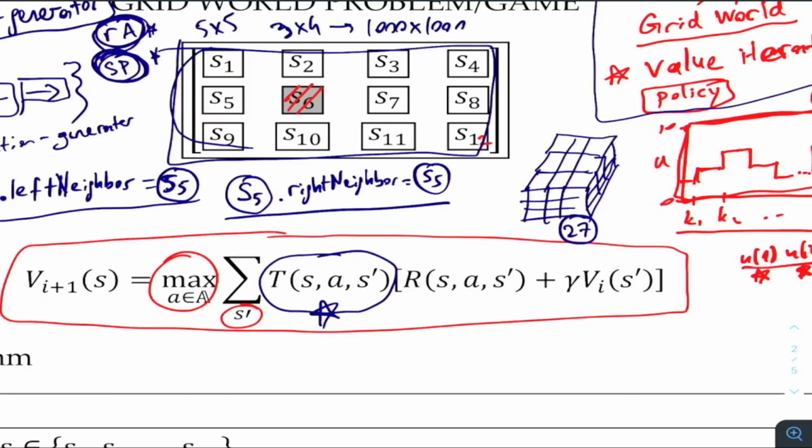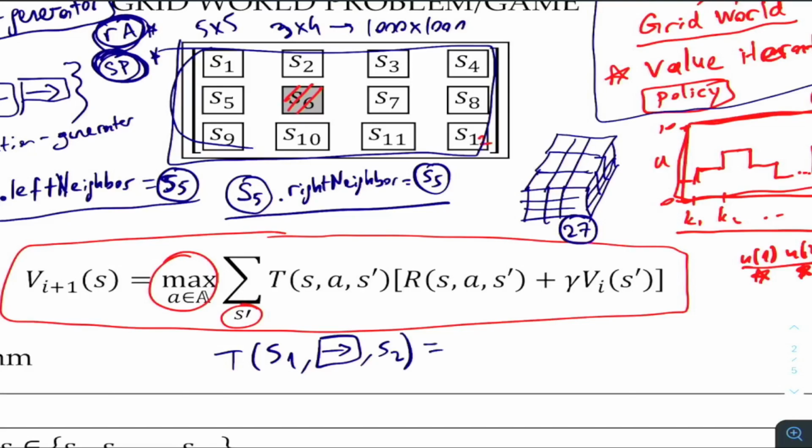Let's make a couple of examples for that transition function, just to make things more real, right? Question: T of S1, comma, right, S2. The answer is 0.8. Transition of S1 going right to S5 is 0.1. Because when you're at the S1 location and you press right, you have 0.8 chance of getting to that. However, you have 0.1 chance of getting to that, and you have also 0.1 chance of getting to the up neighbor of S1. Okay, let's focus on that.